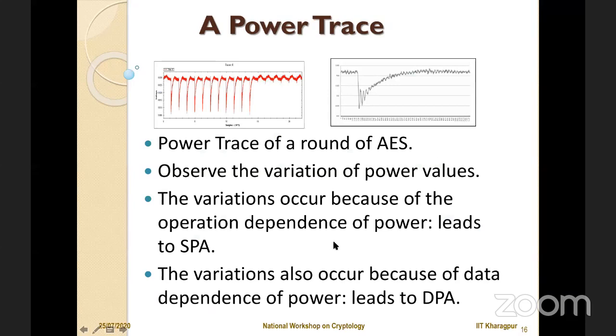So therefore, let us see what the power trace looks like. You can see here how the power trace of a round of AES looks like. In particular, in the left diagram, you can see that there are 10 sort of jumps, right?